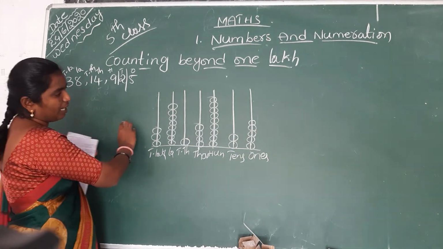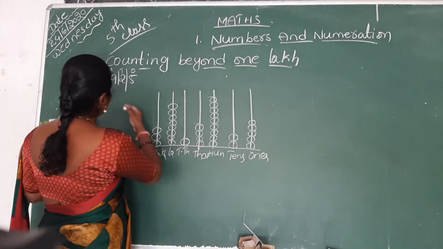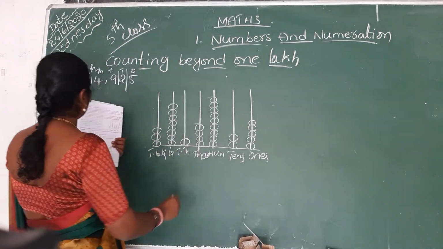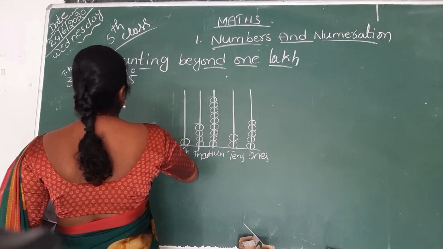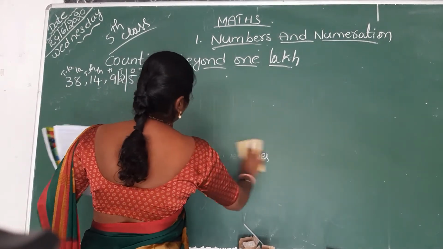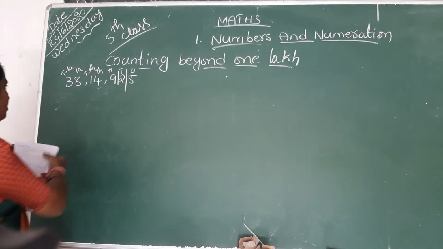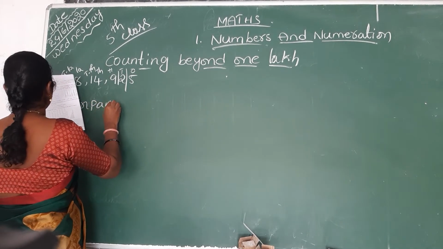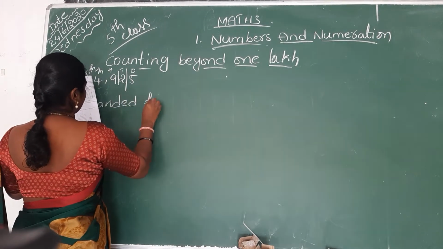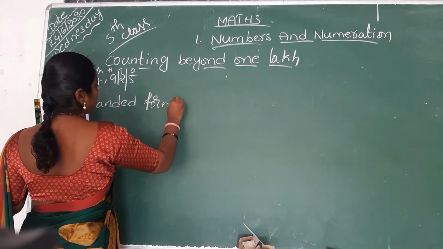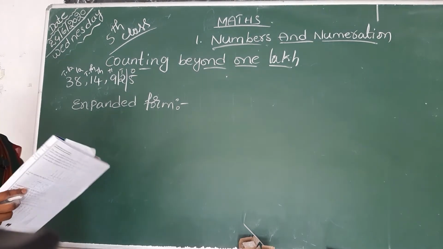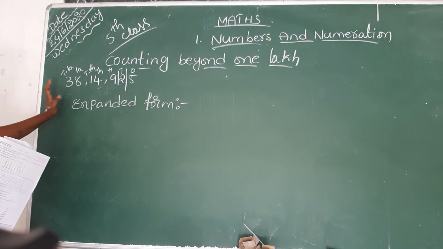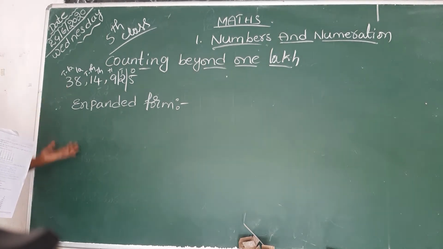Now before I explain the place values of the number and next how we have to write the number in an abacus system, now I am going to write this number in expanded form. What is expanded form? We have to divide this number along with its place values.